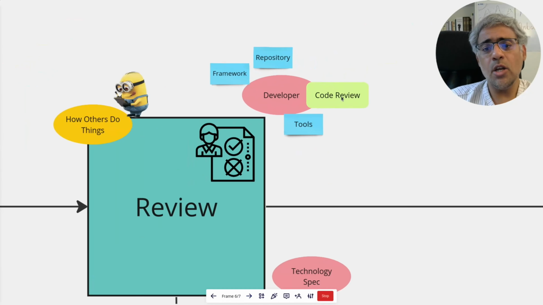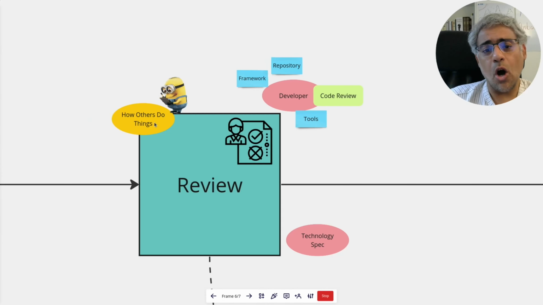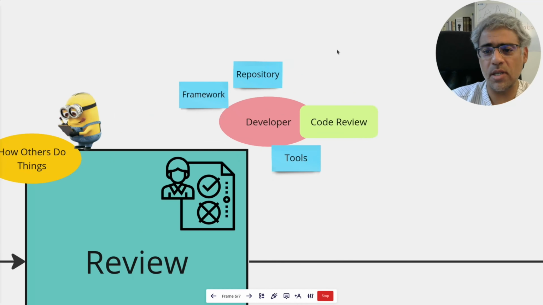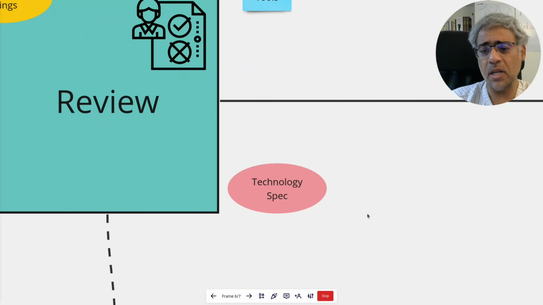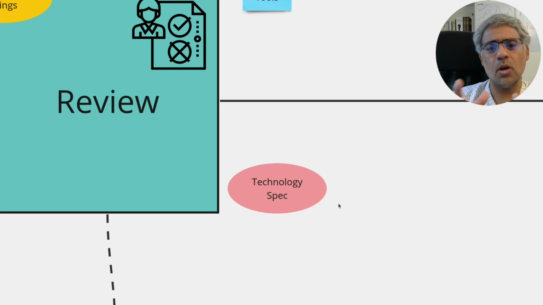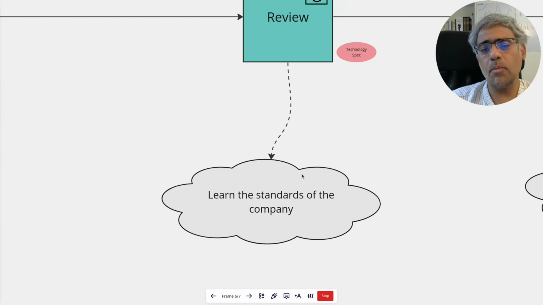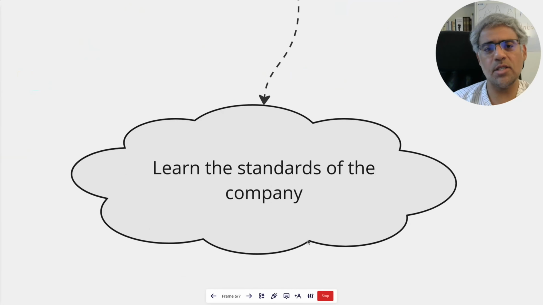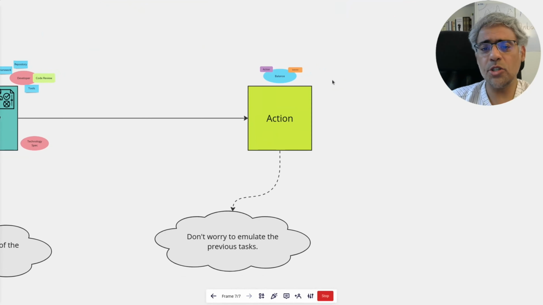Then try to review others' jobs and others' code or others' designs. Learn from them. Review the code, review the product, review the tasks that are already done. If you are a developer, go to the repository and code reviews and read them and make a technology spec list of what tools, standards, and patterns are being used for what task. My main point here is to learn the standard of the company by reviewing. And after this step, you would reach the action.